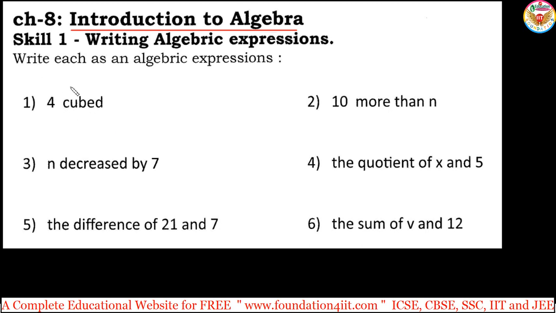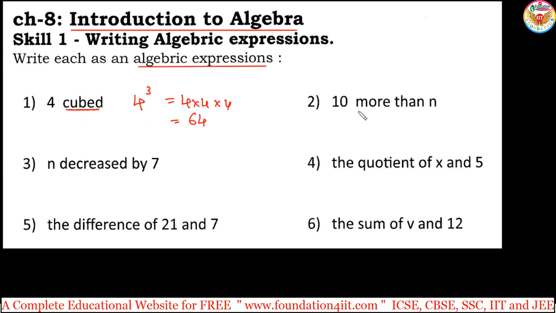First of all, write each as an algebraic expression. Okay, a few I'll show you. 4 cubed. Cubed, squared, these words you can see. 4 cubed means 4 to the power 3. 4 should be multiplied 3 times. The meaning is 4 into 4 into 4. That is 4 cubed. 4 4s are 16, 16 4s are 64, so 64 is the 4 cubed.